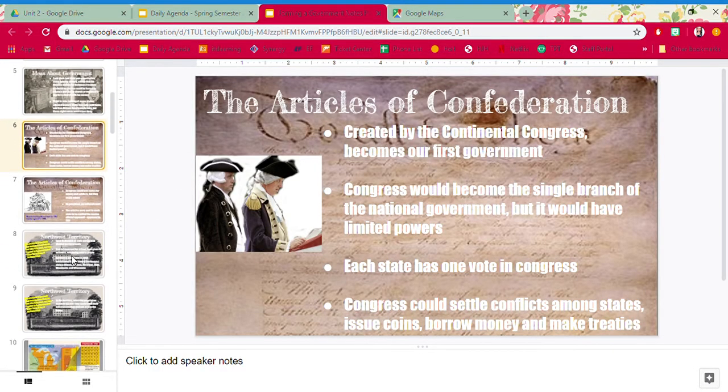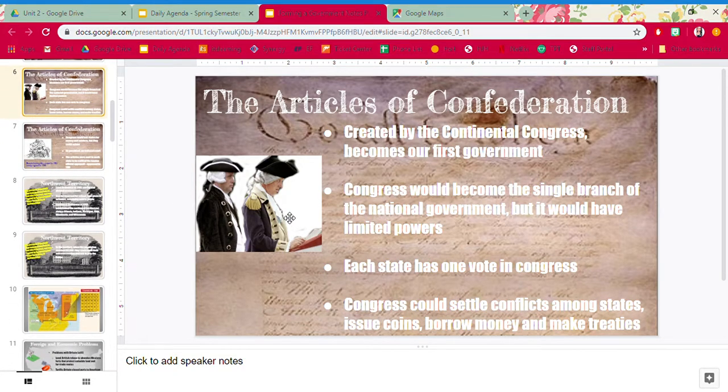Okay, so as I mentioned, our first government was called the Articles of Confederation, and as I said, it was created by the Continental Congress. Remember, that's just made up of representatives from the 13 colonies, and they all gathered and were trying to figure out what should we do with our problem with the British, should we go to war, should we seek peace, all of those things. But they also were trying to come up with what should be our first government.